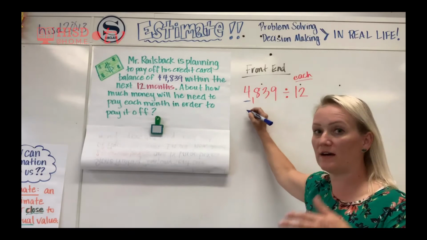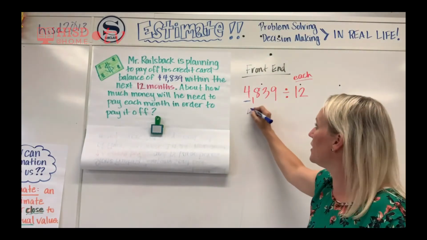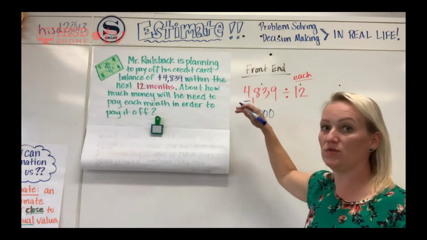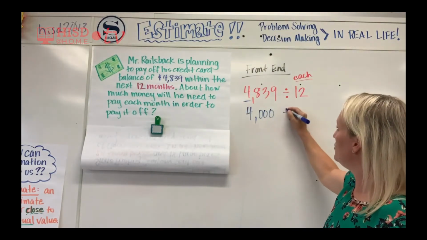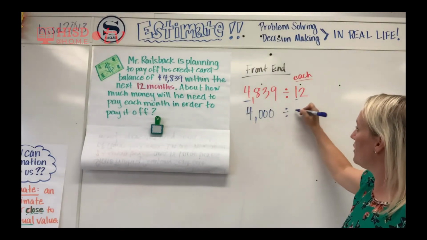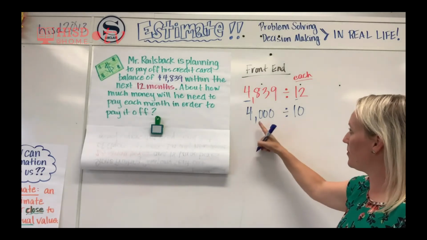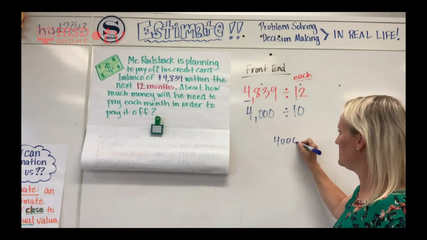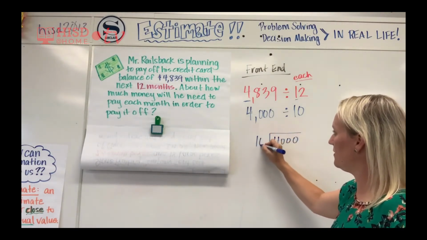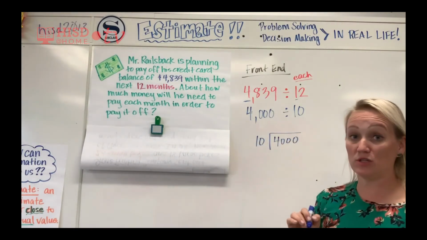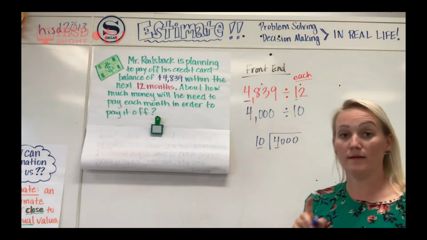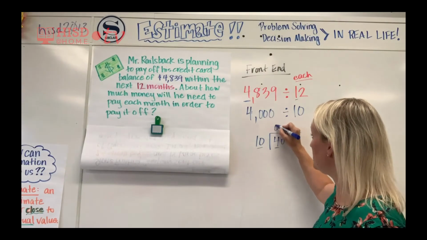So the 4,839 becomes only 4,000 because I'm only using the front number. Using only the front number, the 12 becomes a 10. So now I'm going to do 4,000 divided by 10. Then I'm going to go digit by digit. Does 10 go into 4? It does not. 0 times. You can put a 0 if you want.